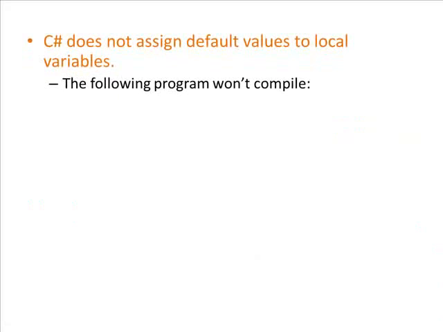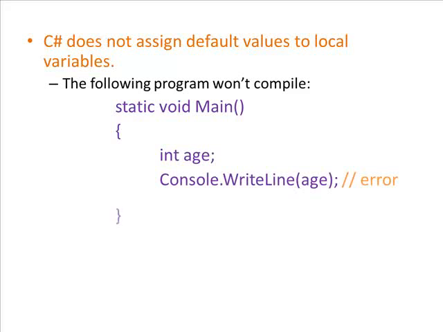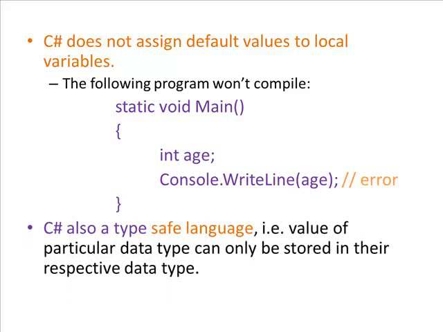C# does not assign default values to local variables, so the following program won't compile. C# is also a type-safe language, that is, a value of a particular data type can only be stored in its respective data type. You cannot store integer values in Boolean data types or Boolean values in integer data types.